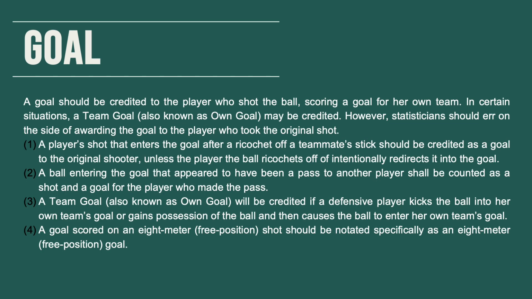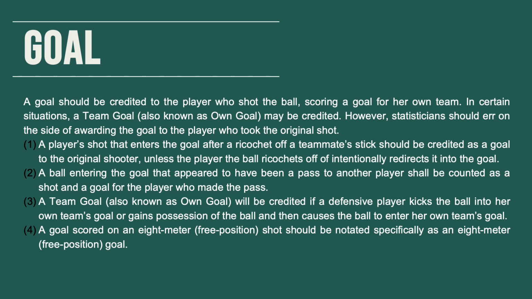Goal. A goal should be credited to the player who shot the ball, scoring a goal for her own team. In certain situations, a team goal, also known as own goal, may be credited. However, statisticians should err on the side of awarding the goal to the player who took the original shot.